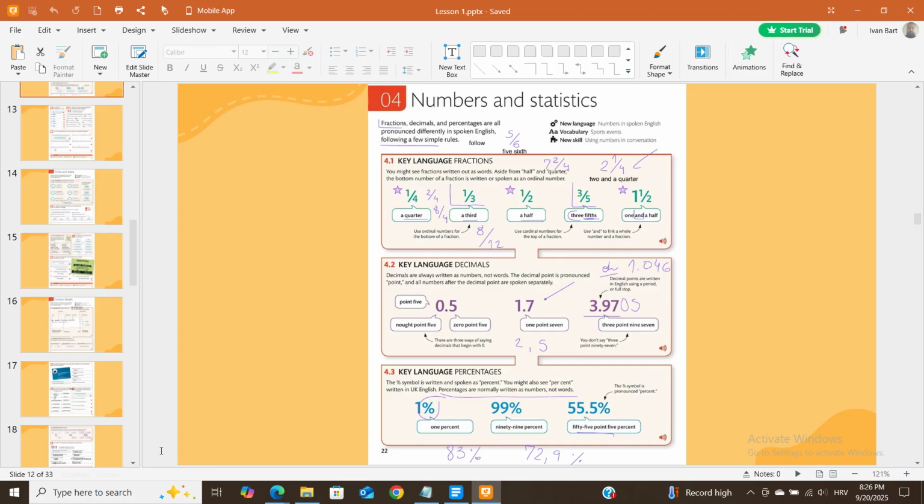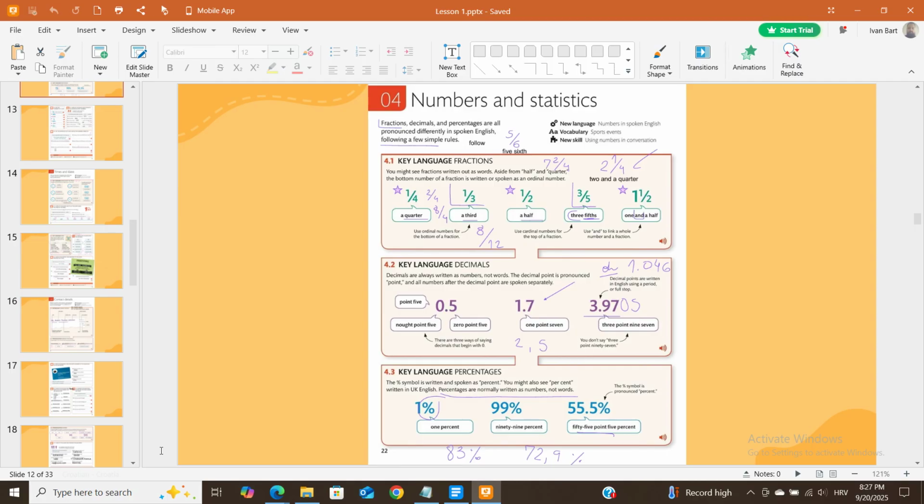You might see fractions written out as words. Aside from half and quarter, the bottom number of a fraction is written or spoken as an ordinal number. Use ordinal numbers for the bottom of a fraction. One quarter. One third. One half. Use cardinal numbers for the top of a fraction.